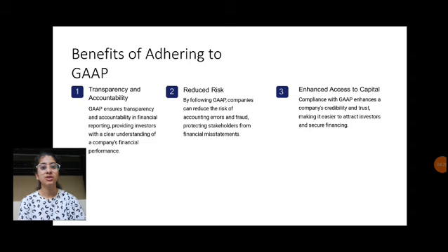Benefits of adhering to GAAP: transparency and accountability, reduce risk, enhance access to capital. Transparency and accountability: GAAP ensures transparency and accountability in financial reporting, providing investors with a clear understanding of a company's financial performance. Reduce risk: by following GAAP, companies can reduce the risk of accounting errors and fraud, protecting stakeholders from financial misstatements. Enhanced access to capital.